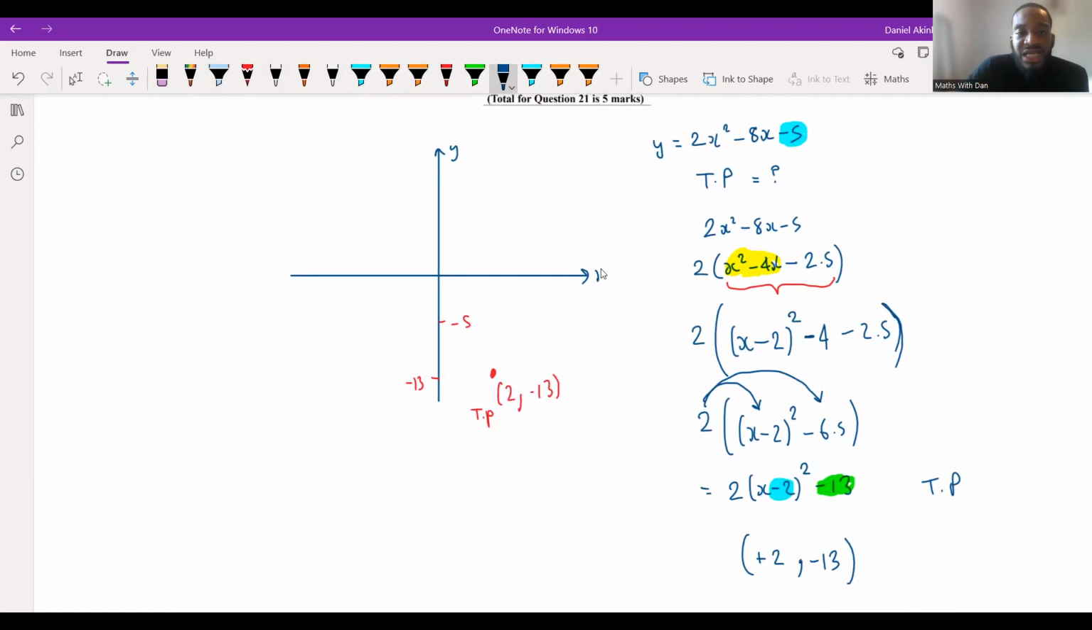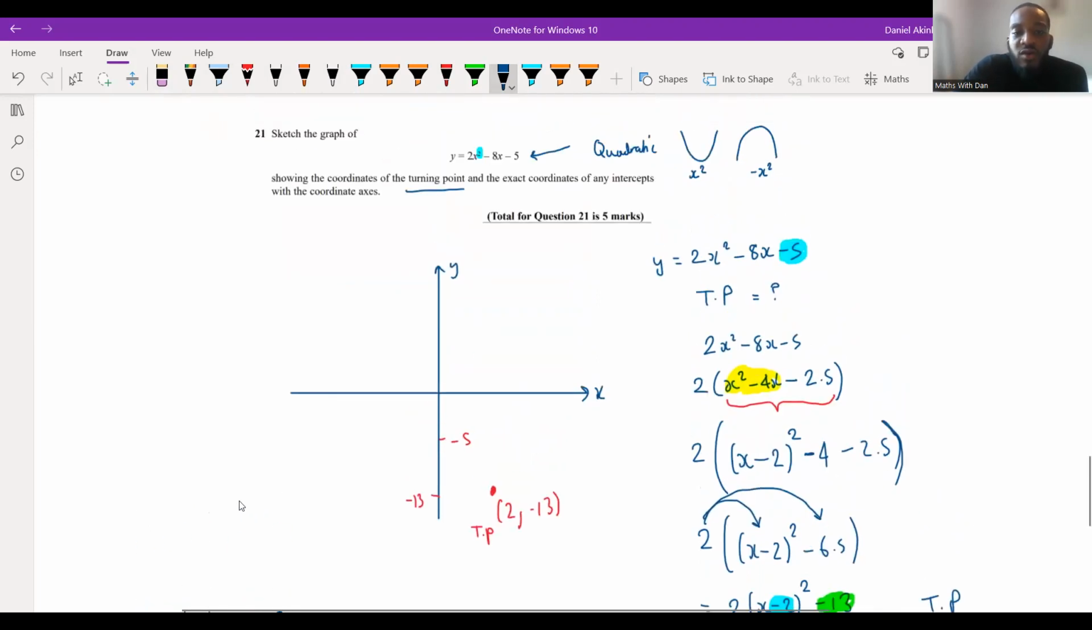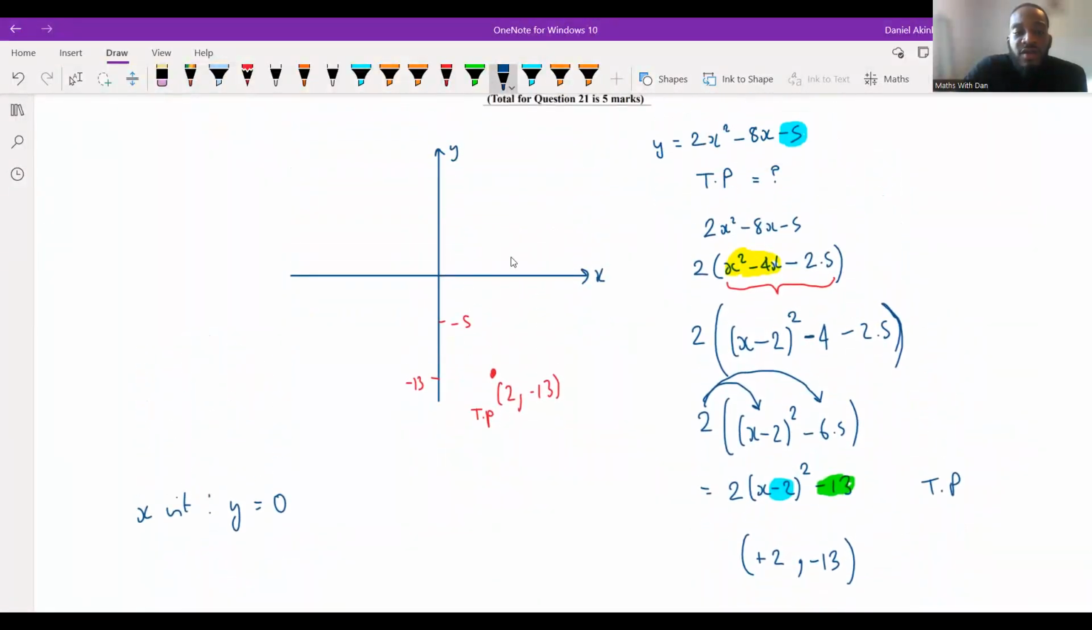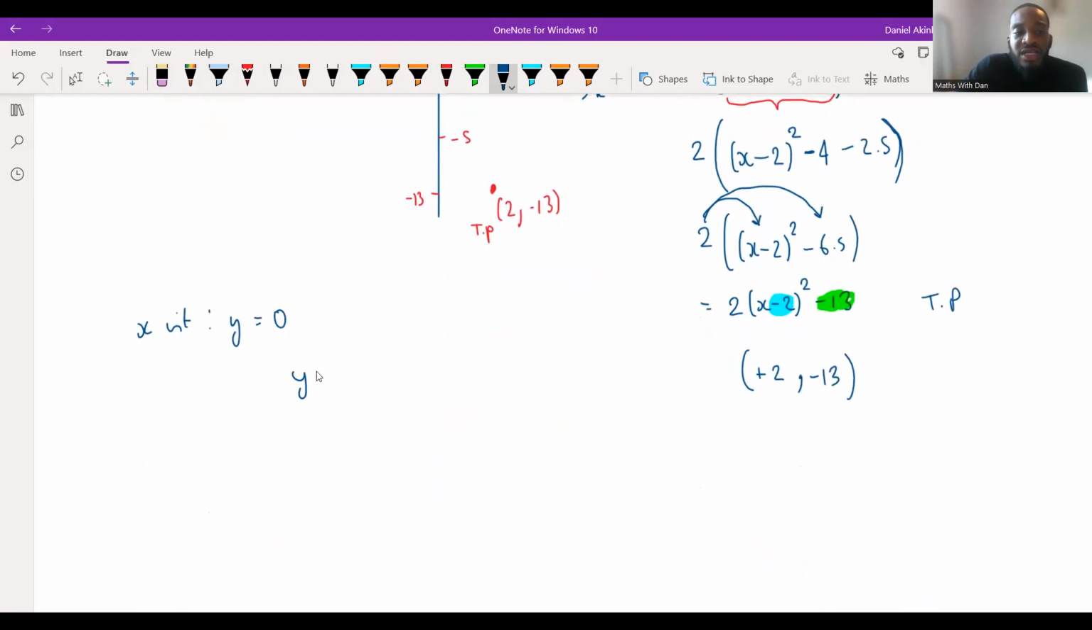If you're along the x-axis here, the x-intercepts are just when y is equal to 0, right? So if we're looking for the intercepts here, we're just going to make y equal to 0 and solve. But to be honest, let me just write out what you've done here. We've got y is equal to 2x squared minus 8x minus 5.